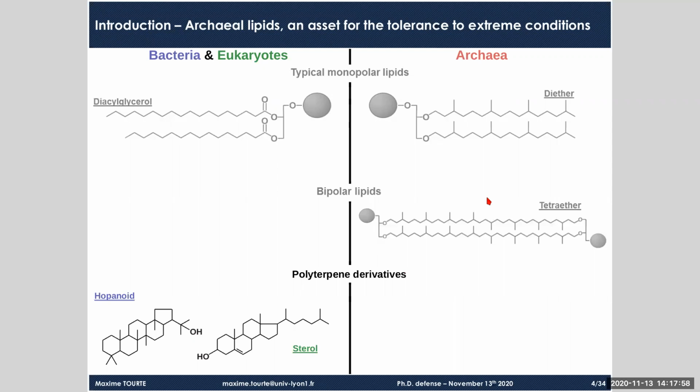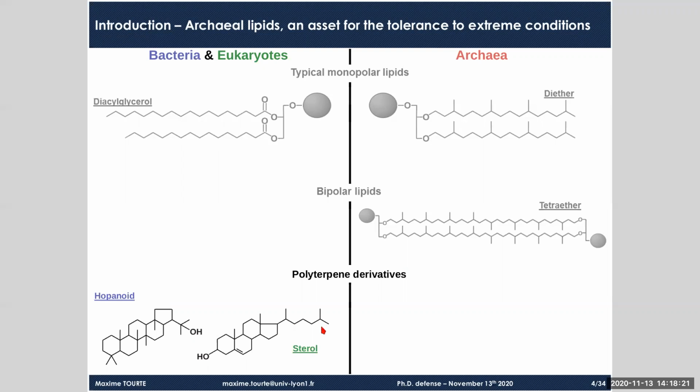But bacteria and eukaryotes are also able to synthesize lipids based on polyisoprenoids, just like Archaea, in the form of either hopanoids for bacteria or sterols in eukaryotes. These two compounds have very interesting functions in the membrane of bacteria and eukaryotes, as they can modulate the physicochemical properties of this membrane.